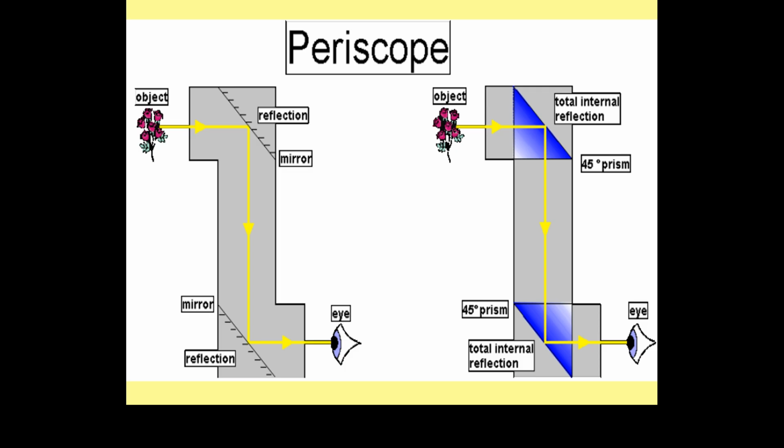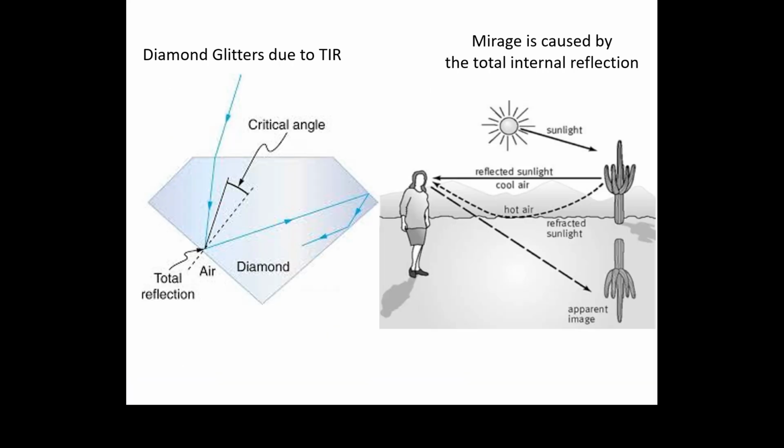So here is an example of a periscope. Previously, mirrors were used, but now we are using prisms also because a prism gives a much clearer image compared to the mirror.